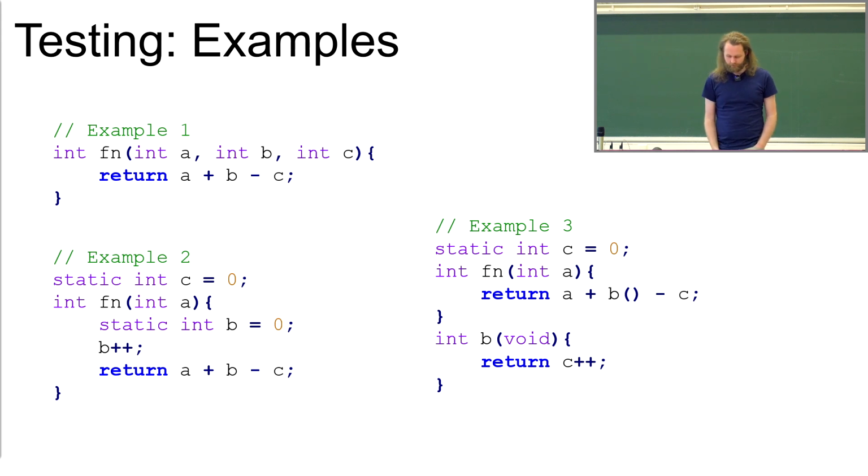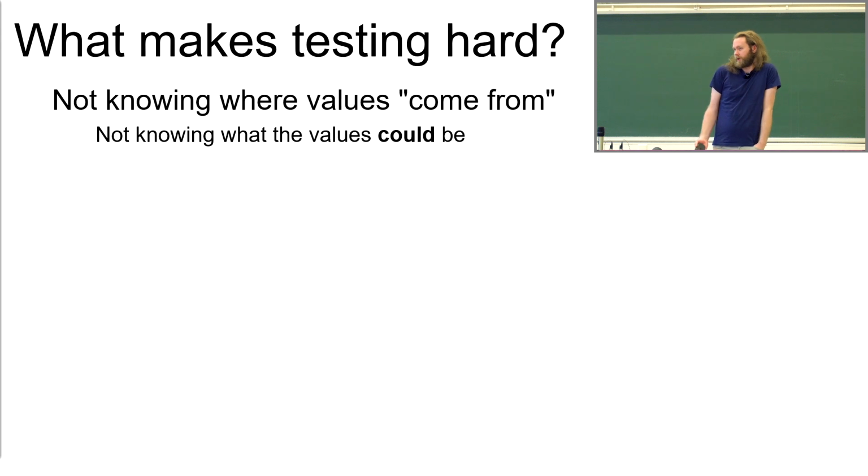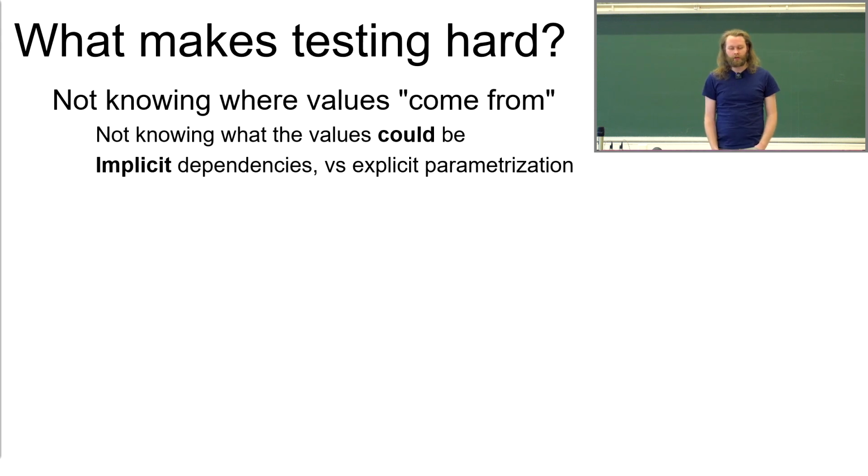Please scroll. Oh, okay, there we go. So what makes testing hard? Well, we don't know where the values come from. So this external C value, it could be anything at any time. So we don't know what it could be because somebody else could be using it. So we have these implicit dependencies, but if we send C in as a parameter, we have an explicit parameter. So an explicit parameter is easier to reason about because we know where it comes from. It comes from the parameter list. There is no question. That's where it is.